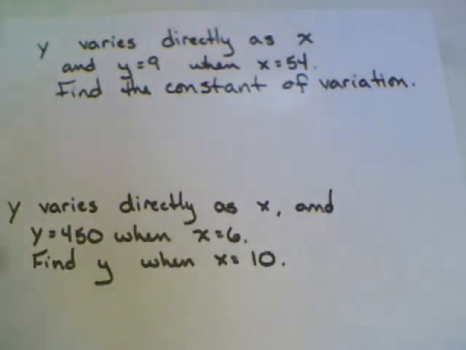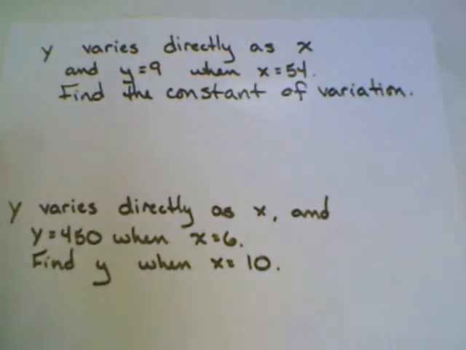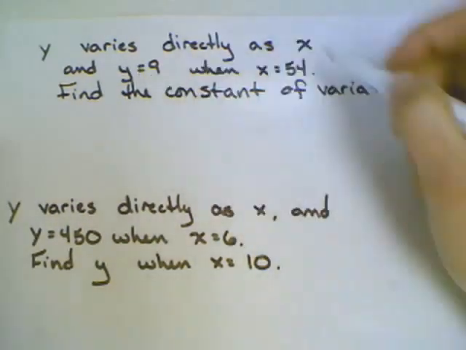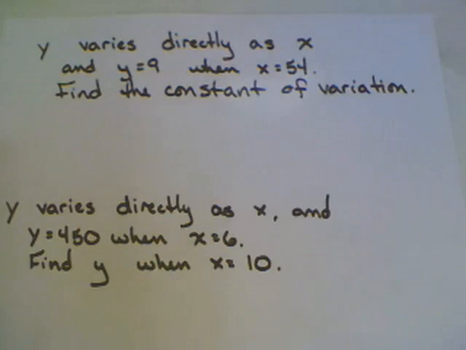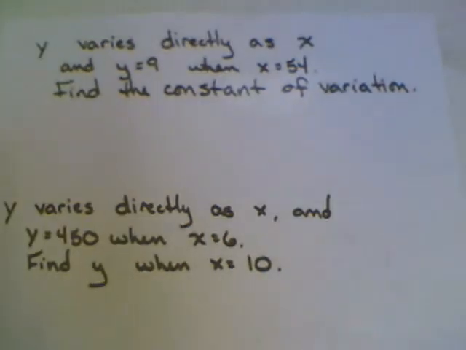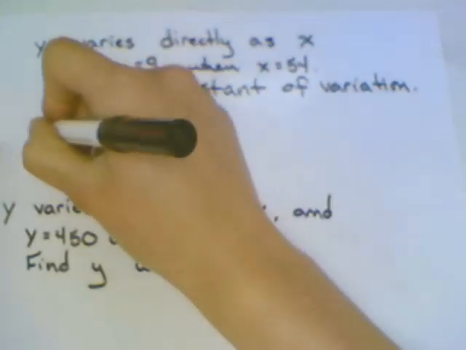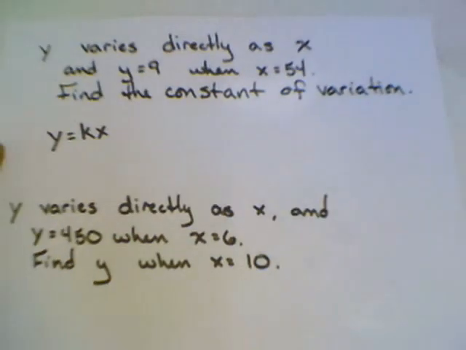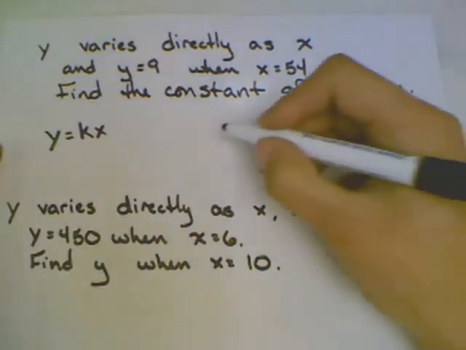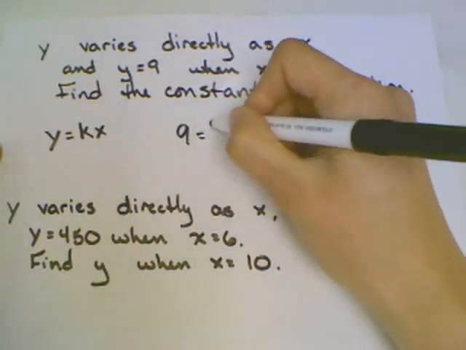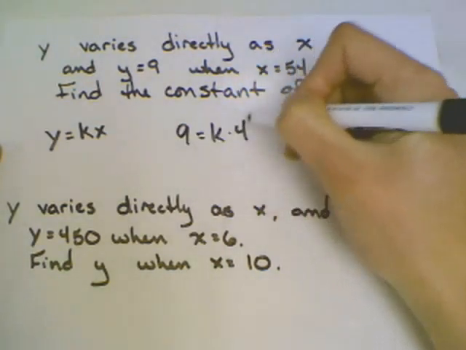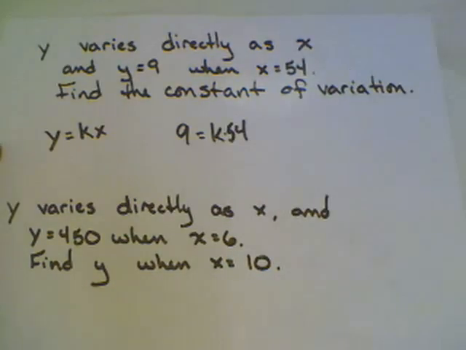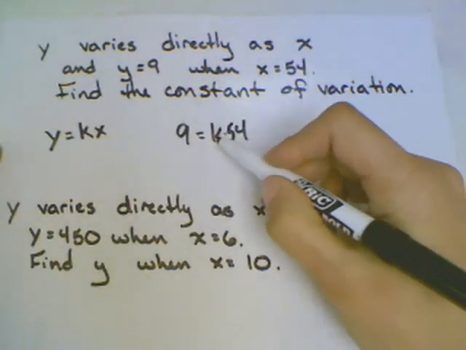Let's try a few sample problems. Y varies directly as x, and if y is 9 when x is 54, we want to find the constant of variation. So remember the formula y equals kx. Now what we know is that if y is 9, x has to be 54. So what is k?